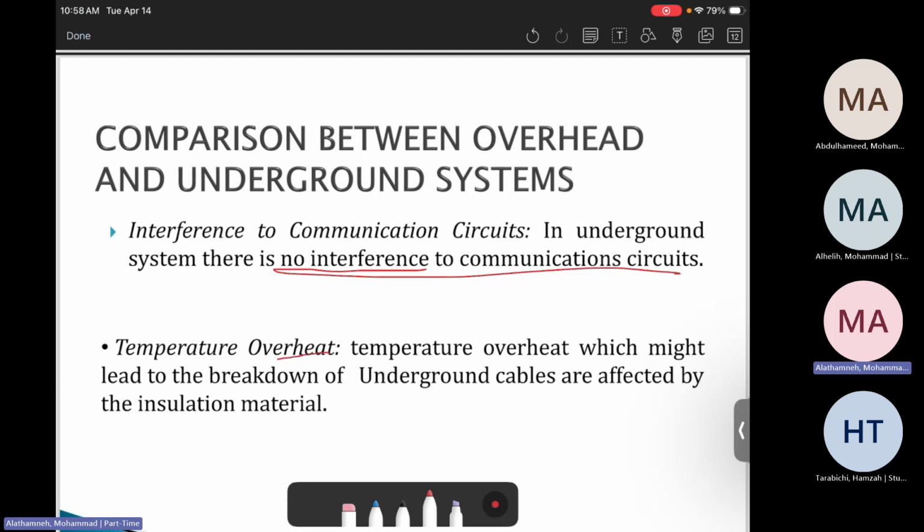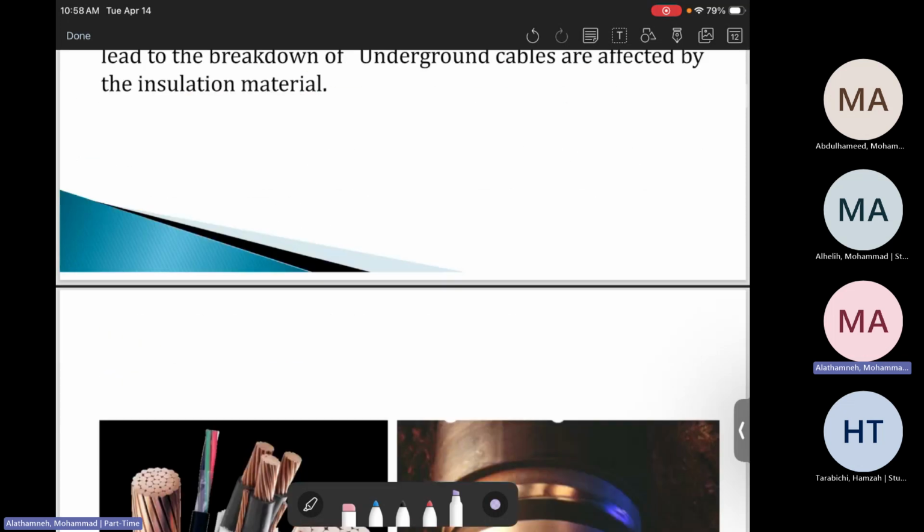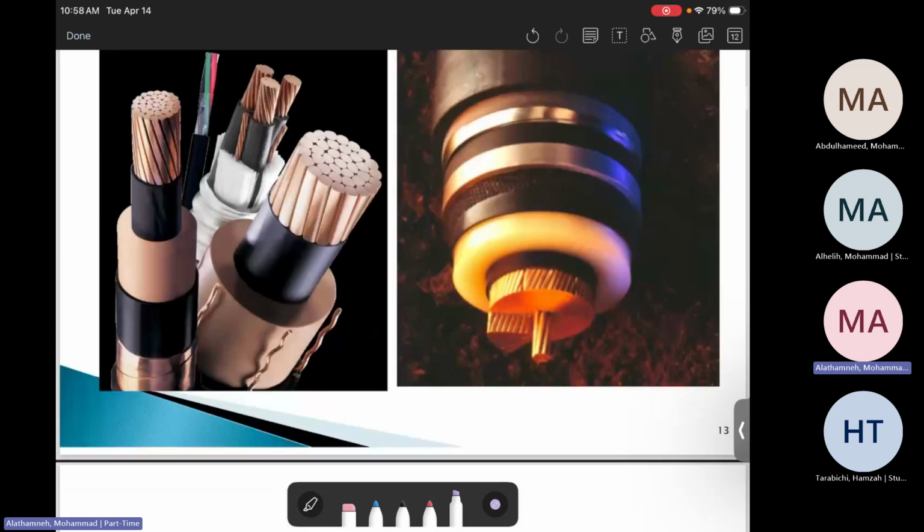Temperature overheating can lead to breakdown. It can be very common in underground cables. That is undesired, and it will impact the insulation material. Very large heat will impact the insulation material, which will cause permanent damage for underground cables. Those are the underground cables.